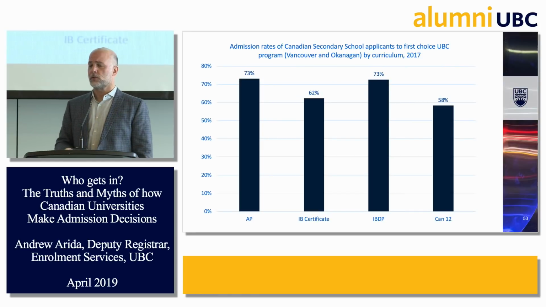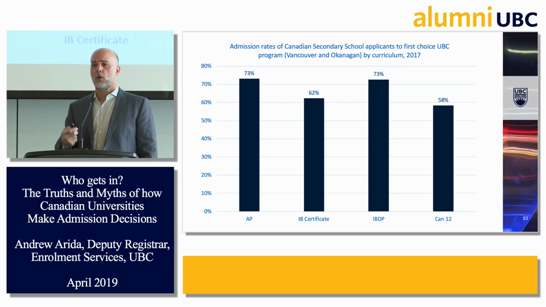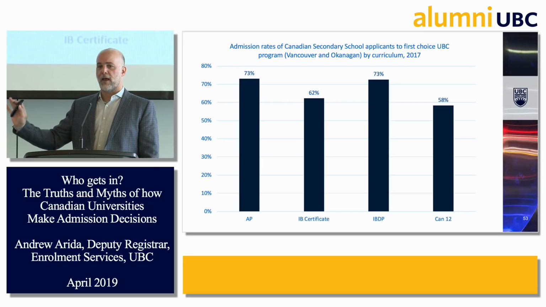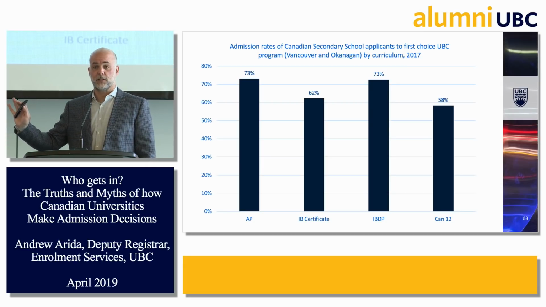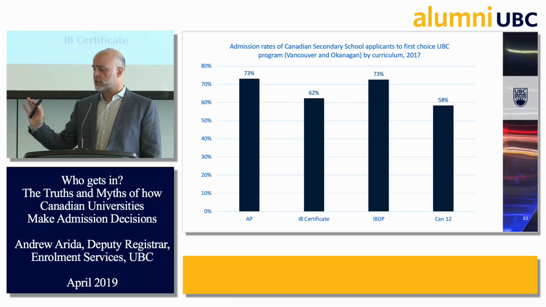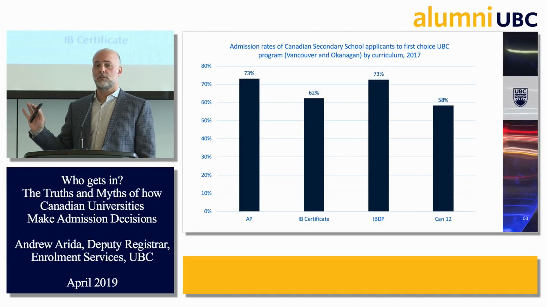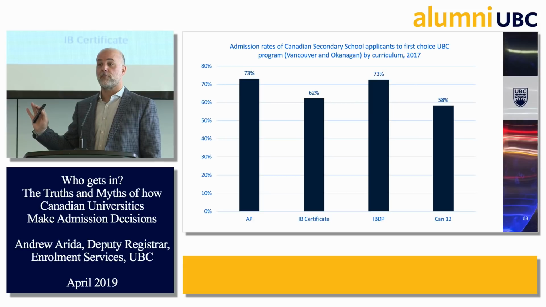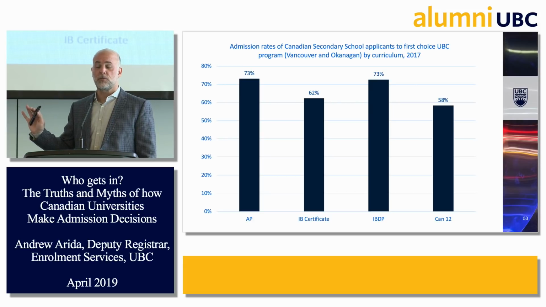This slide here shows the percentage of students coming from different curricula in Canada who gained admission. On the far left, you see students who presented at least one AP class. The next one over is at least one IB certificate. The next one over is the full IB diploma. These are students that are more or less doing about two-thirds of first-year university while still in high school.